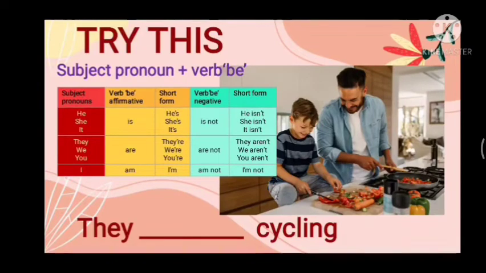Let's try this question. Look at the picture. They cycling. Do you agree that they are cycling? No, right? So it's negative: they are not cycling. So the answer is they aren't cycling. Okay, next one.